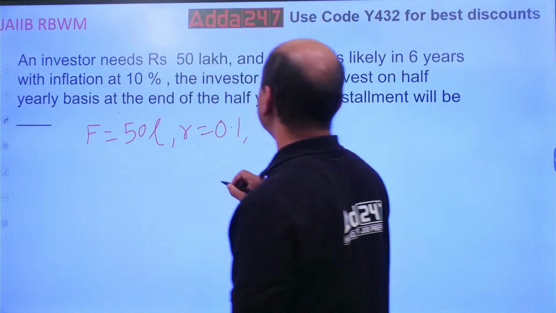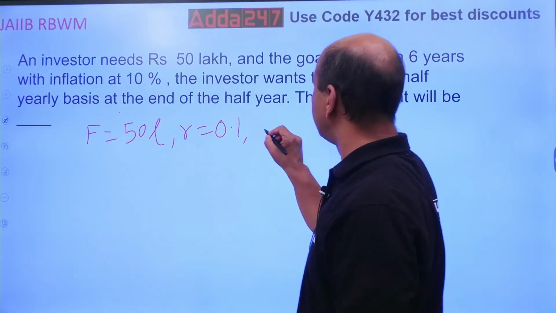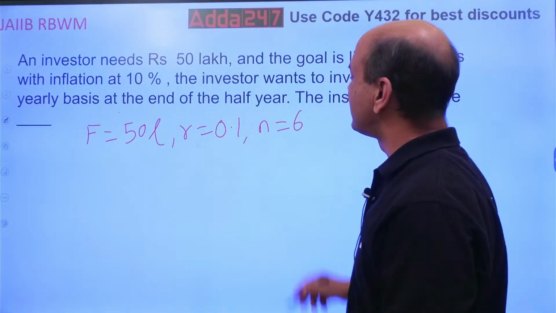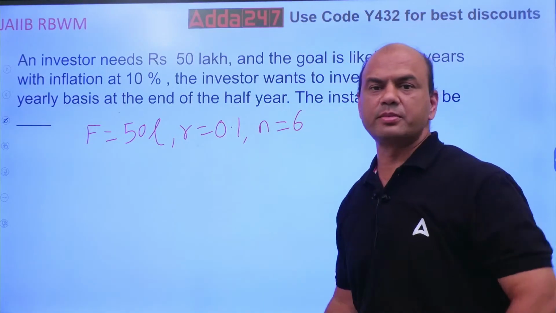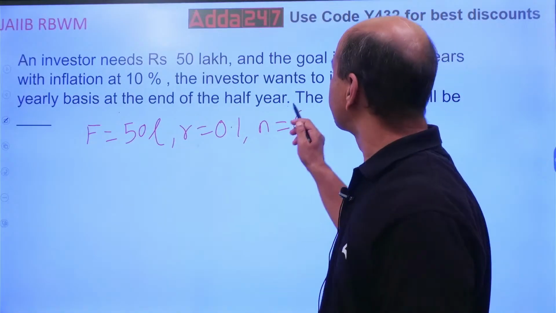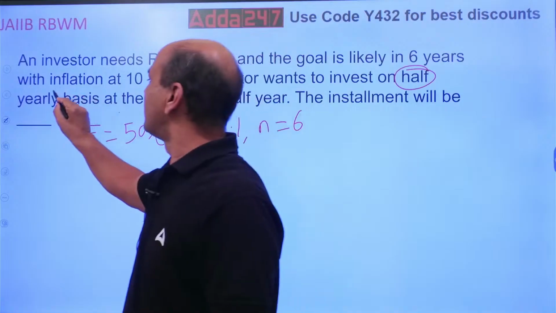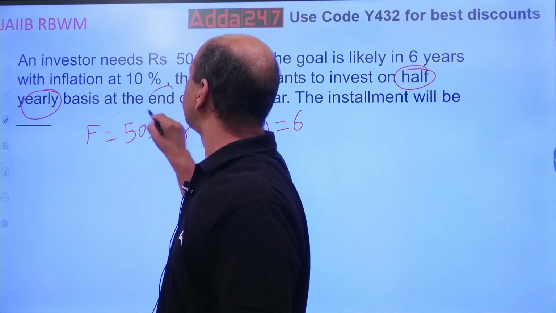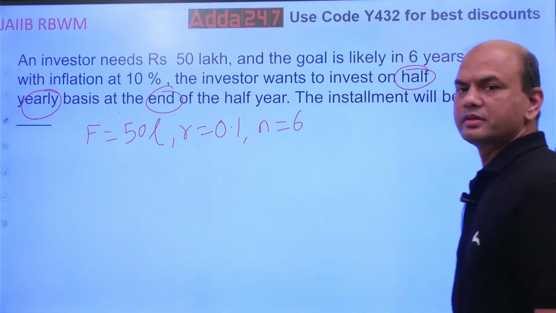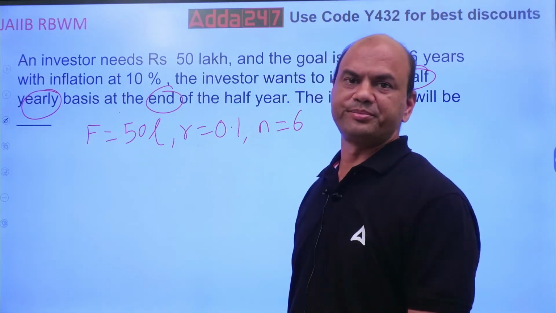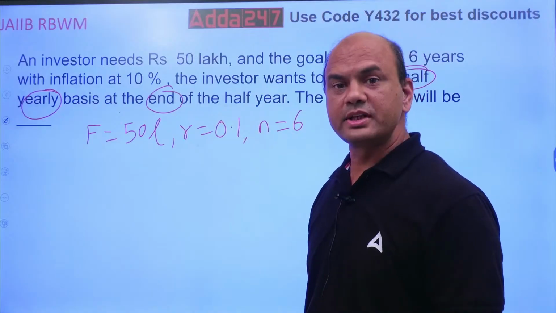R equals 0.1. Next, N equals 6. But now there is a problem in this N. What is the problem? Look at this: invest on a half-yearly basis, at the end of the half year. So this is an annuity, and which type of annuity?